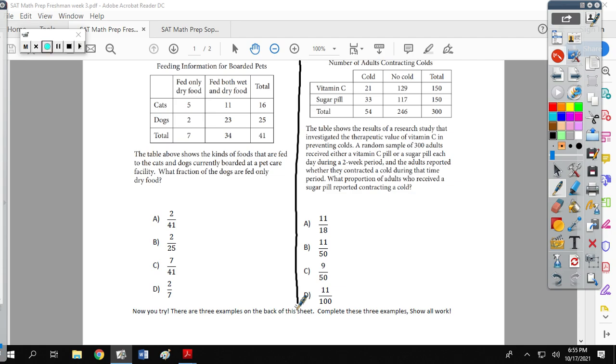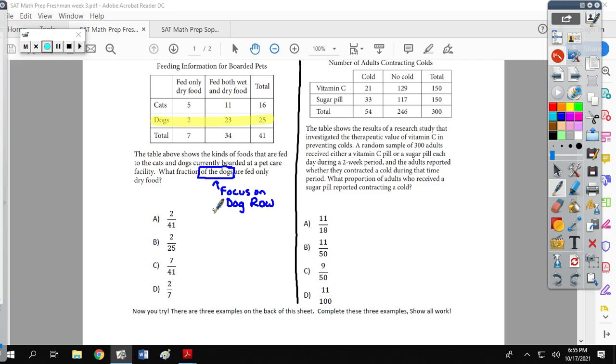Okay, so we're doing the example on the left. It says the table above shows the kinds of foods that are fed to cats and dogs currently boarded at a pet care facility. What fraction of the dogs are fed only dry food? So, again, when we see of the dogs, that tells us to focus on the dog row.